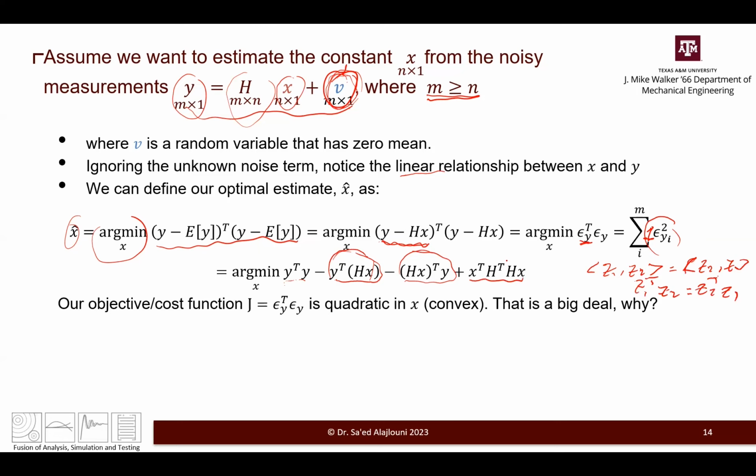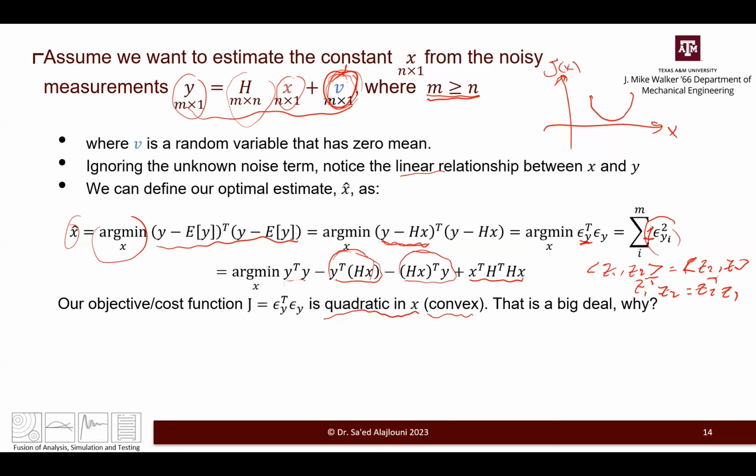Long story short, our objective function is quadratic in x. And it's not just any quadratic; it's a quadratic function that is concave up, also known as a convex function. This is a simplification if we imagine that our objective function is a function of a scalar variable. Okay, this is a big deal.